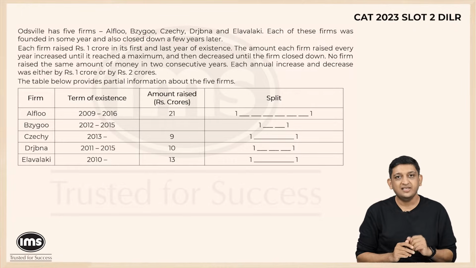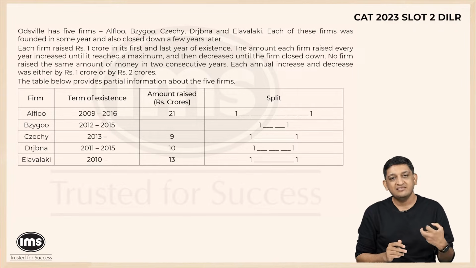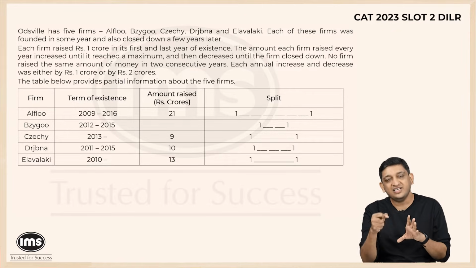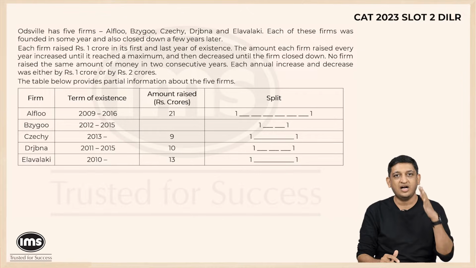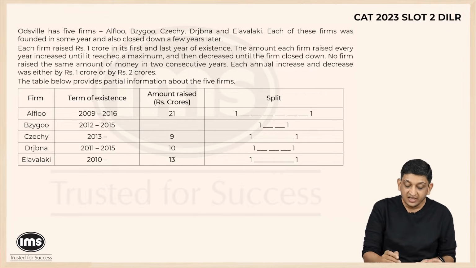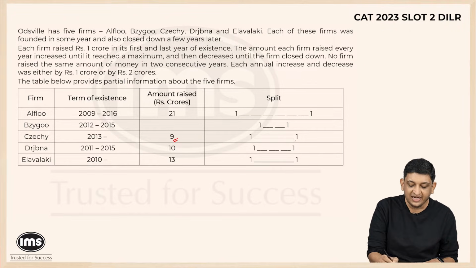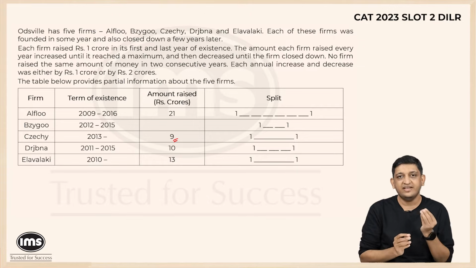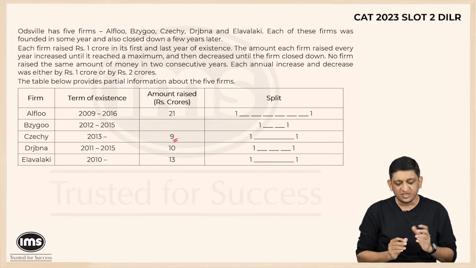I know for sure that the firm will start raising money, and it will start raising less money as it progresses. So it will go up, hit a peak, and then it will come down. That is what is happening. Let's say, for example, we are looking at this 9 and we are saying that 1 is the beginning and 1 is the end. We have to raise 7 more crores in the middle. How do we do that?